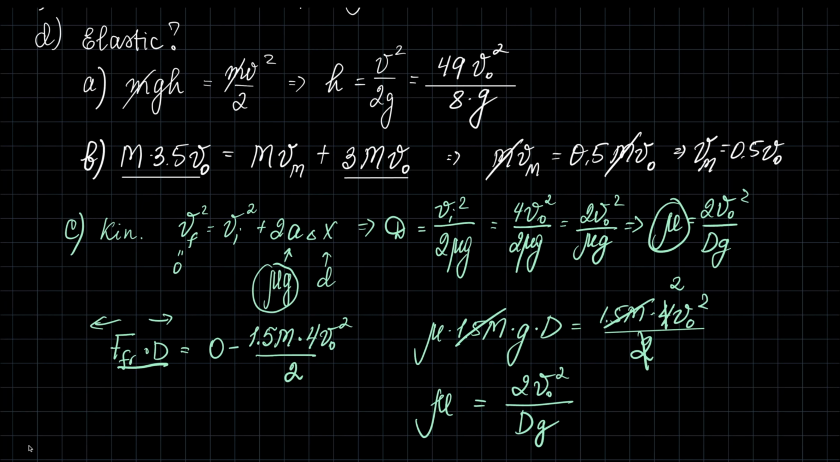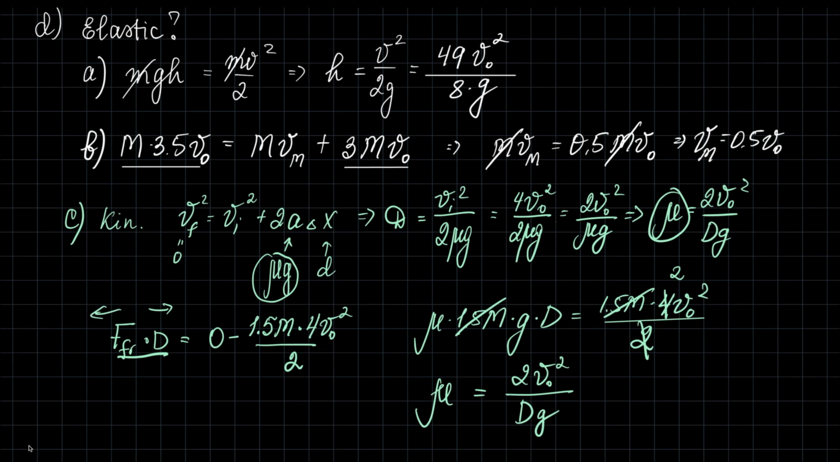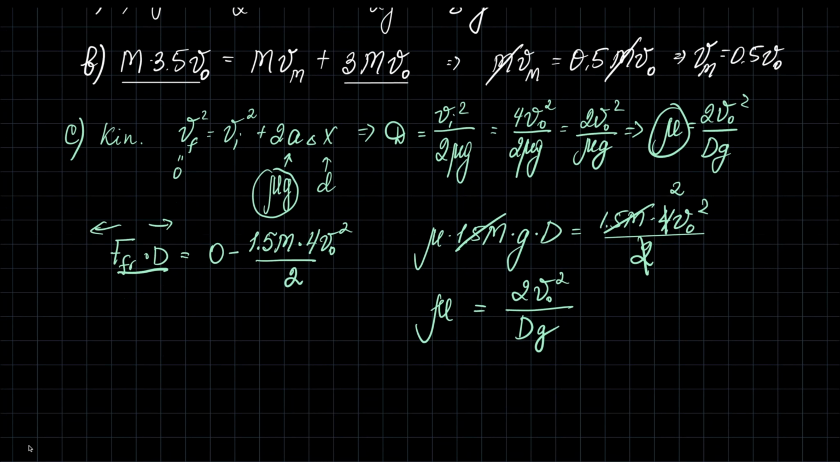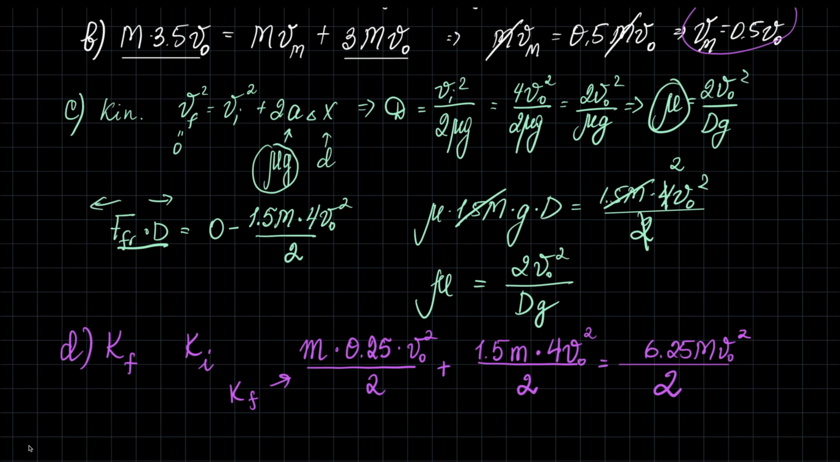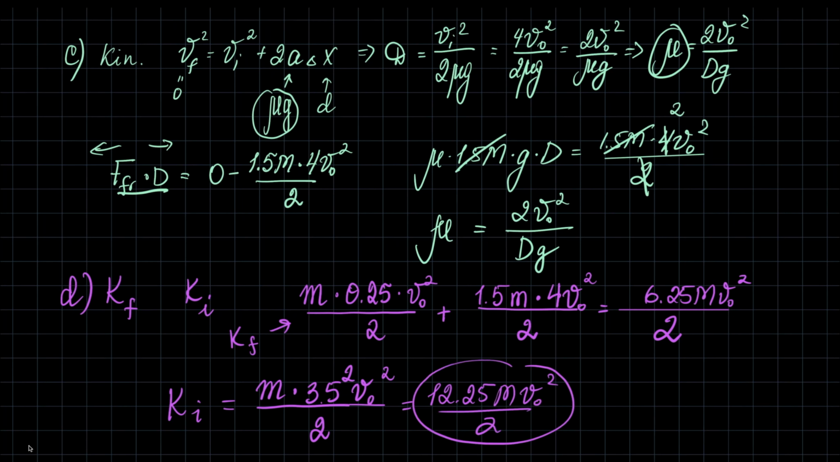Question D is asking us to figure out whether this collision was elastic or inelastic. The long way to do this would be to check kinetic energy final compared to kinetic energy initial. That's the final kinetic energy. What was the initial kinetic energy? 3.5 squared v0 squared over 2, so it's going to be 12.25 m v0 squared over 2. Comparing these two, we see that no, this collision was not elastic, it was inelastic.